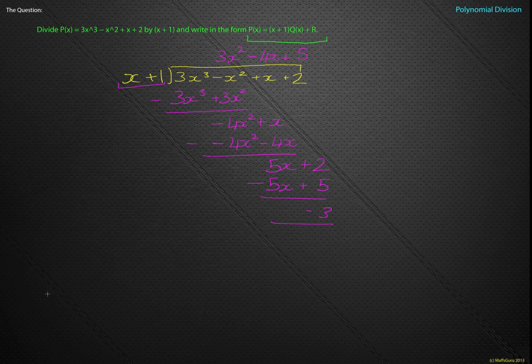So my answer becomes p of x equals, bracket, x plus 1. What's my q of x? Yep, remember, it's the thing on the top, because we're effectively saying that the thing in front of the bracket multiplied by the thing on the top gives me the thing under the bracket, and minus 3. And so, smiley face, there is my answer.